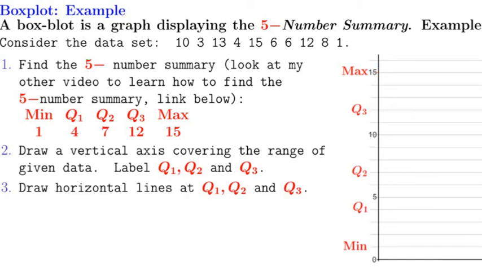Then draw horizontal lines at Q1, Q2, and Q3. So our Q1 is 4. So that's why we drew horizontal line at 4. Okay. Our Q2 is 7. That's why I have a horizontal line over here at 7. And our Q3 is 12. So that's why I have a horizontal line here at 12.